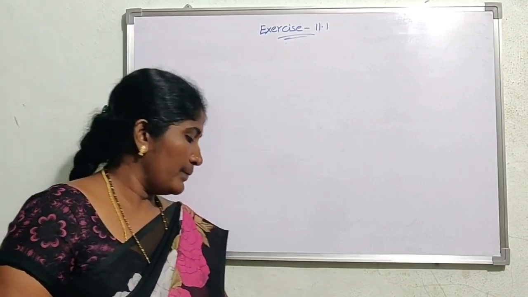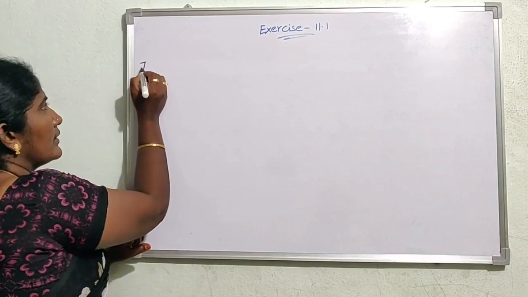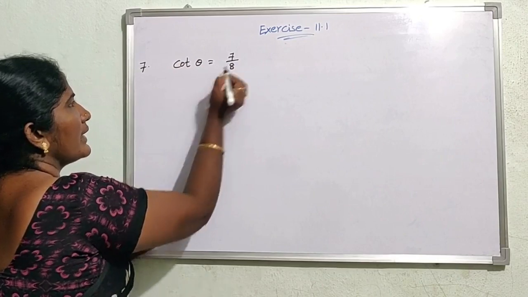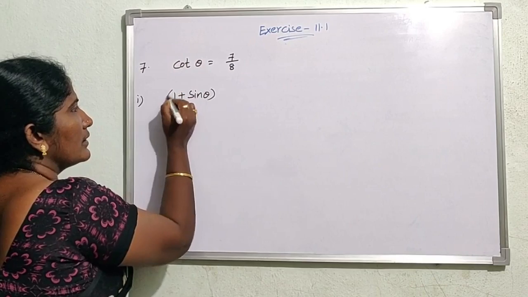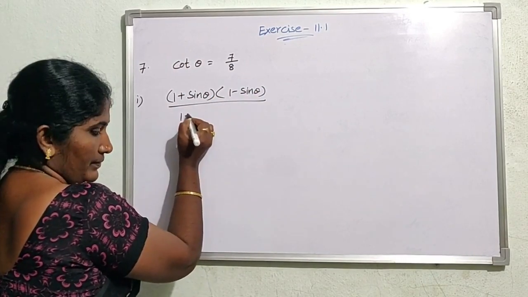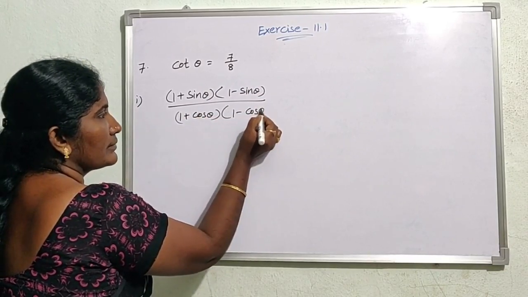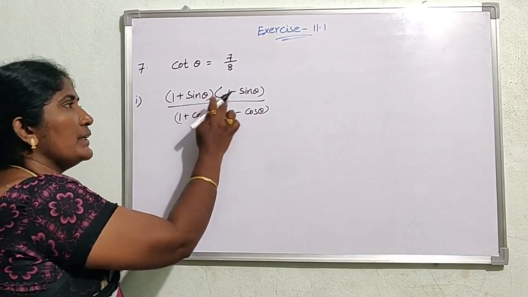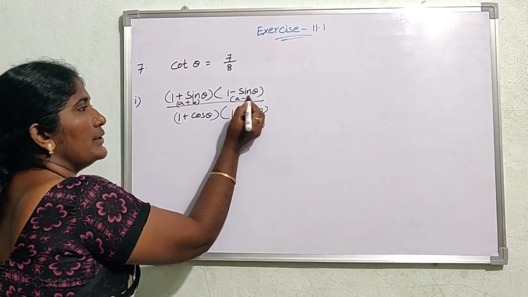Next, seventh problem. Given cot theta is 7 by 8, then evaluate. First they give cot theta is equal to 7 by 8. Evaluate (1 plus sin theta) into (1 minus sin theta) by (1 plus cos theta) into (1 minus cos theta). Here clearly it is in the form of (a plus b) into (a minus b).